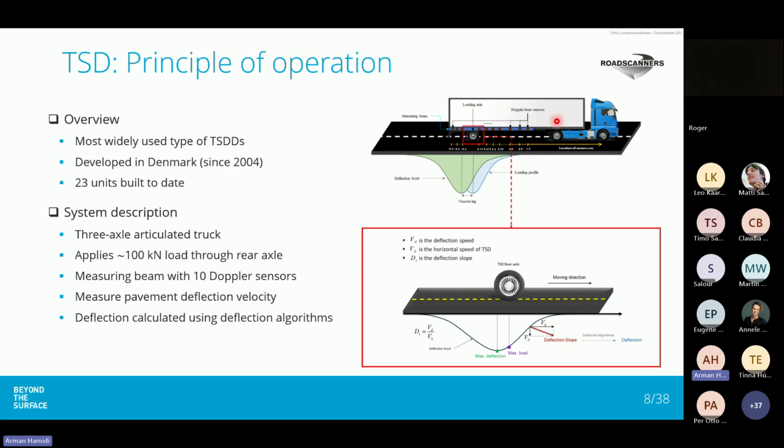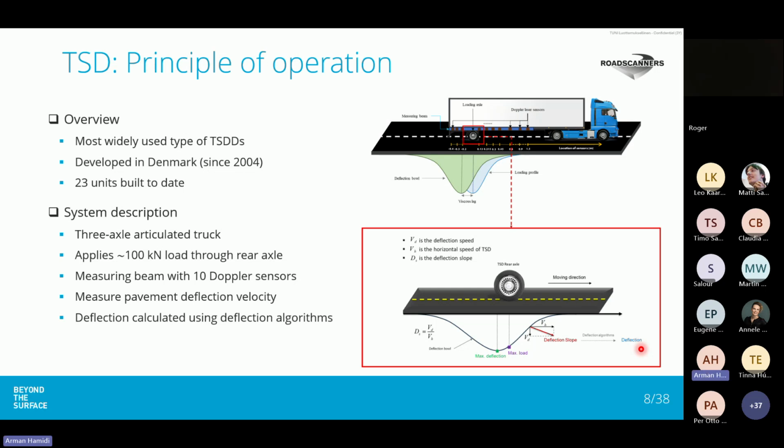And the TSD does not measure deflection. It measures deflection speed or deflection velocity. But by dividing deflection velocity by the horizontal speed of the vehicle, we can determine deflection slope. These deflection slopes can later be converted to deflections using deflection algorithms, and these deflection algorithms work based on curve fitting and then integration.